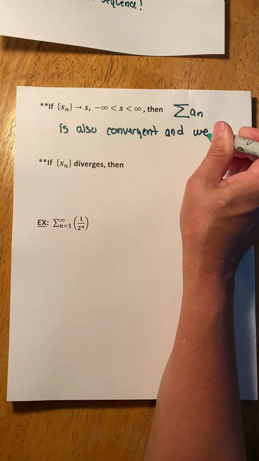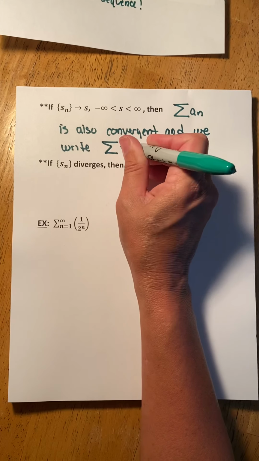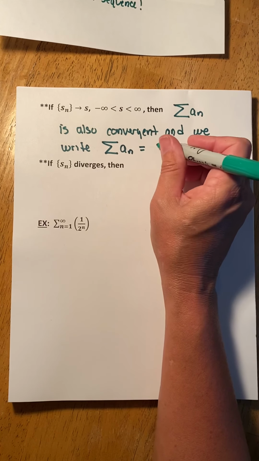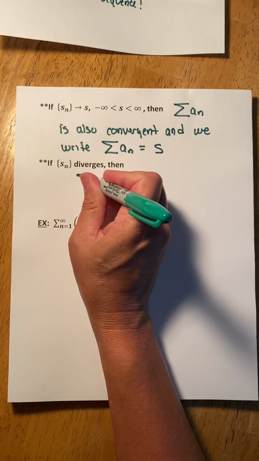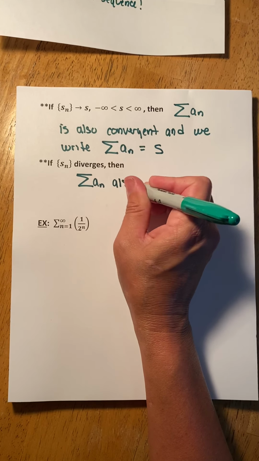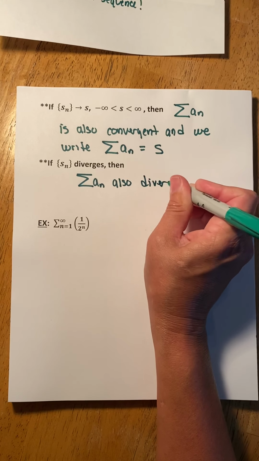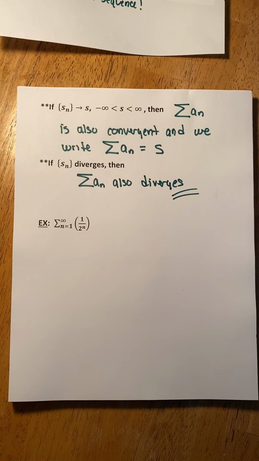And we write that the sum of the series is equal to the limit of the partial sums. If the limit of the partial sums diverges, then the corresponding series also diverges. Now, using partial sums can be tricky. So let's look at an example.